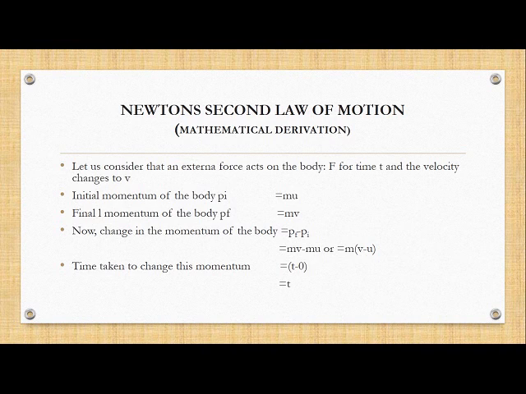I hope, children, I am able to make you understand. We are studying Newton's second law of motion. Again, let us consider an object of mass m moving with the initial velocity u. We apply an external force F for a given time t, and the velocity changes into v. The initial momentum is mu, the final momentum is mv, so the change in momentum is m(v minus u), and the time taken is t.